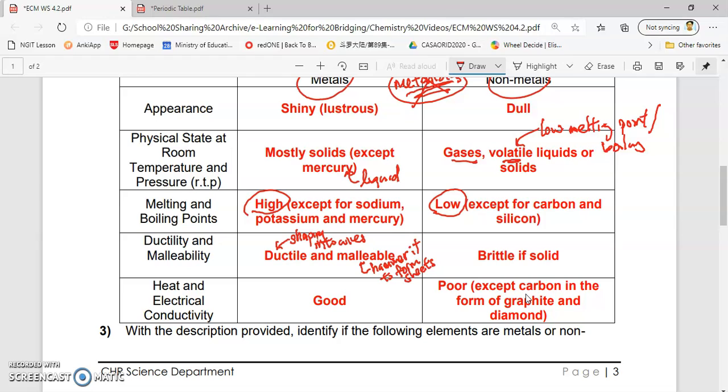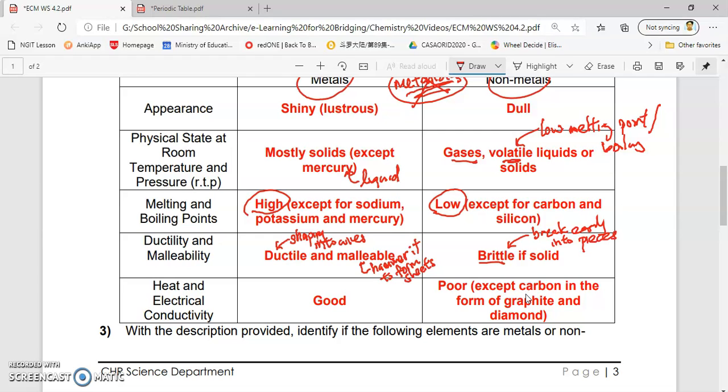Okay, so if it's malleable, you can hammer until it becomes very thin, very flat. So metals are ductile and malleable. That's why you can make them into wires. That's why you can make them into thin layers, thin sheets. Whereas for non-metal, if you hammer it, it's actually brittle. Means that it will break easily. It will break easily into pieces.